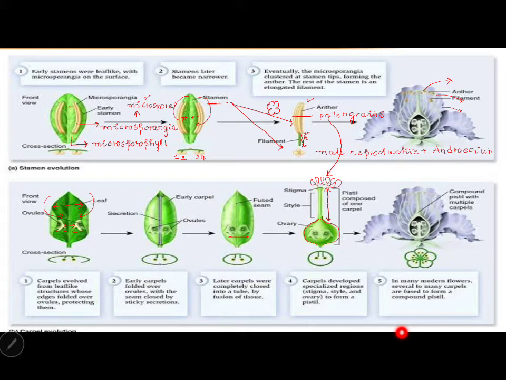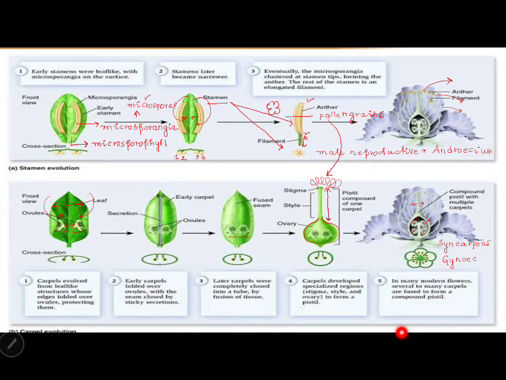So this one formed, as the picture shows, the syncarpous condition, where all the carpels are fused, and it shows 4 closely arranged ovules. This is how it formed gynoecium.